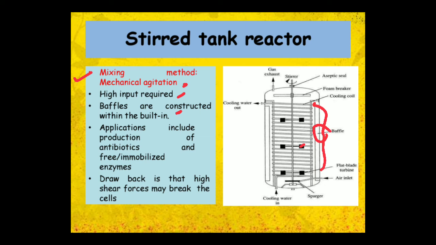Applications include production of antibiotics and free immobilized enzymes. What is the drawback? High shear forces may break the cells. This is the sparger attached. You can see it is quite similar to the normal fermenter design except the setup of the baffles. These are the flat bed turbines present in this particular stirred tank reactor.